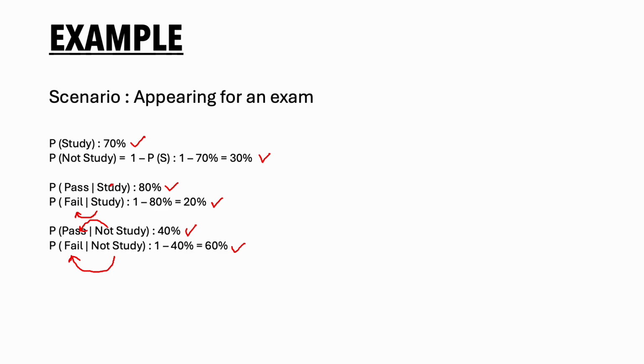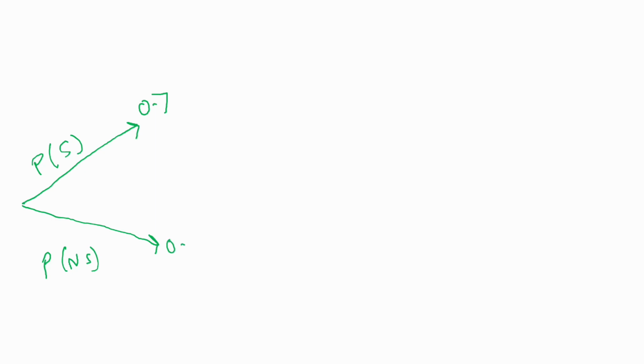Now let's see how to solve this sum. You have to solve this using a tree diagram. This is the best method according to me. You have to draw a tree diagram. Probability of study, P(S), is 70%, so it is 0.7. Probability of not studying becomes 30% or 0.3.